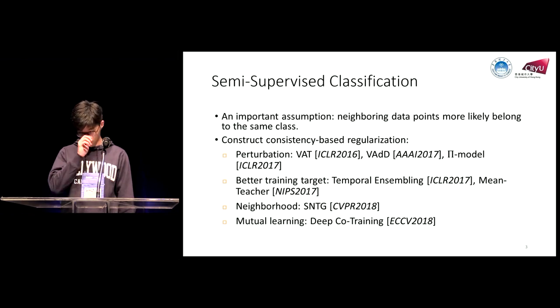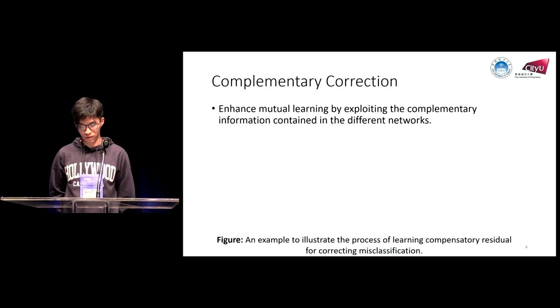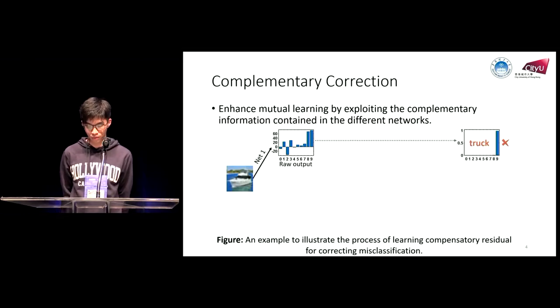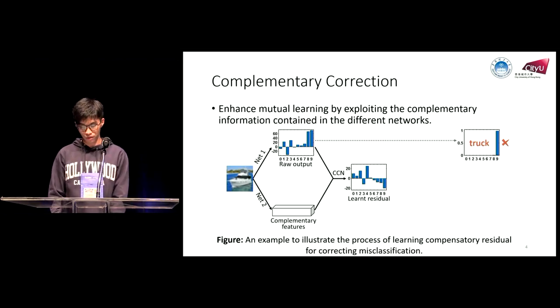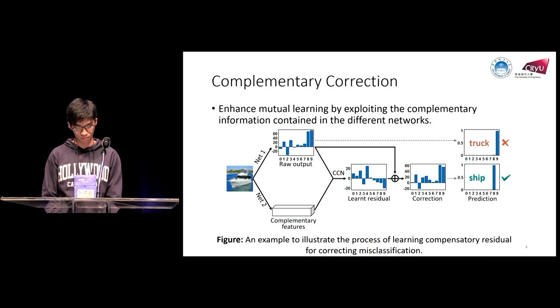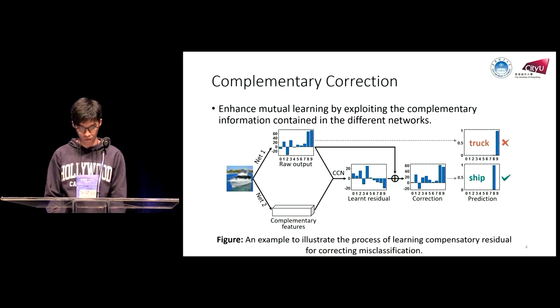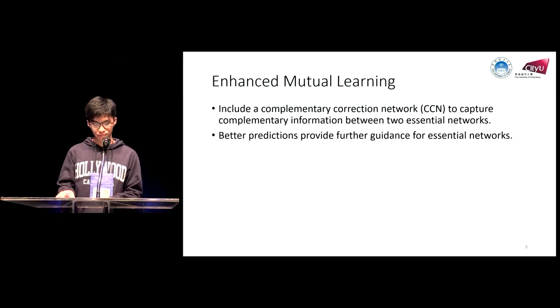And the main idea behind this work is the complementary correction among the component networks. As shown in the figure, when the first network identifies the image, we adopt a complementary correction network, CCN, to learn a residue based on the features of another network, such that the prediction of the first network can be corrected.